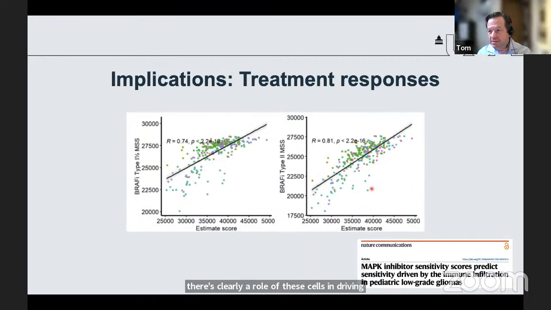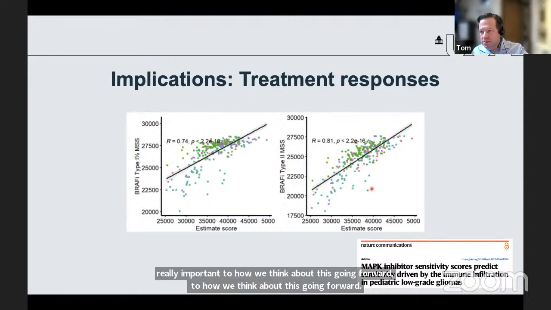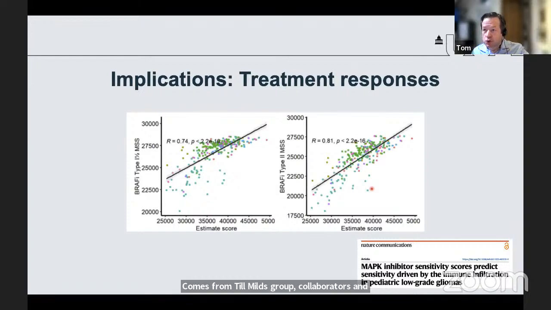And one last tantalizing bit of data, which I think is going to be really important to how we think about this going forward, comes from Till Milde's group, our collaborators in Heidelberg, who developed scores based on expression data of the sensitivity of different low-grade gliomas to MAP kinase pathway inhibition. And in this paper, he's shown this is one of those measures on the y-axis, and on the x-axis is a measure of inflammatory infiltrates in the tumor, and the two things correlate very closely. So there's a potential for changing sensitivity to targeted treatment.